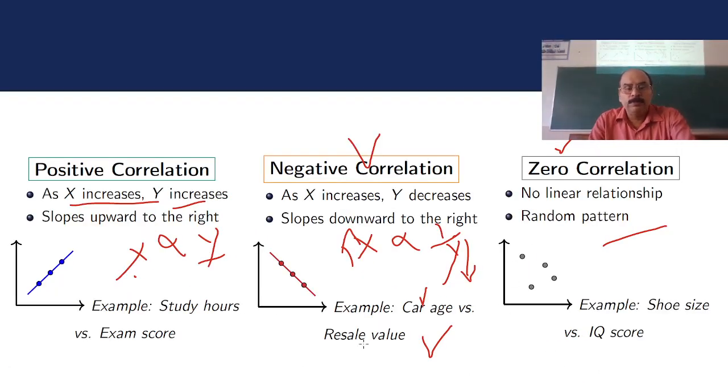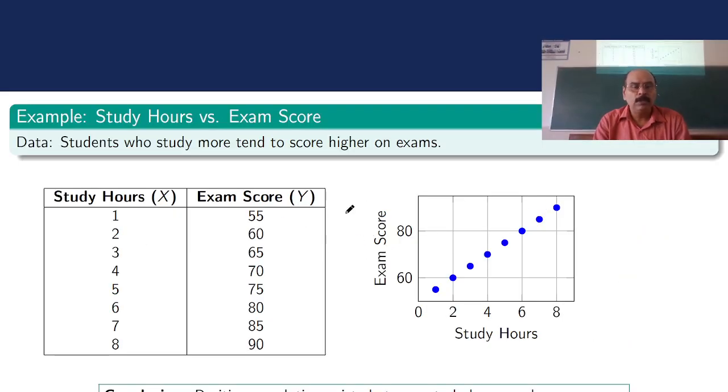So, zero correlation: there is no relationship between x and y. X is totally not connected with y. So this is an example.